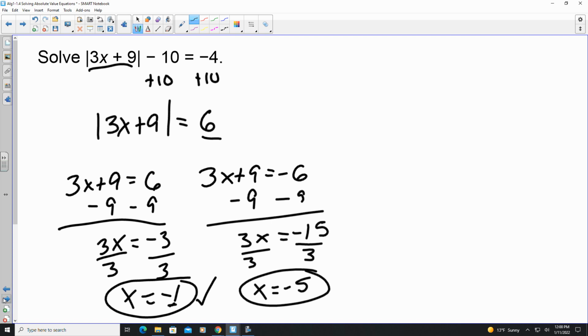Checks out. Go over here with the -5. 3 times -5, -15. Plus 9 is -6. Absolute value of -6 is now +6, and 6 minus 10 is -4. So both of those values for x check out. So I have two solutions for that particular situation.